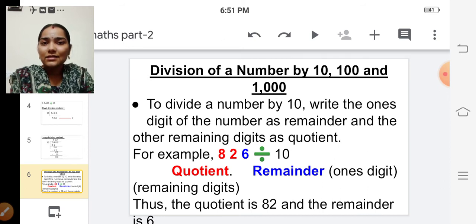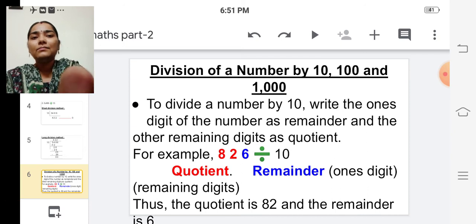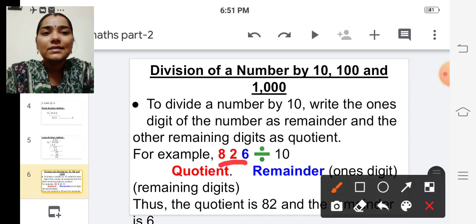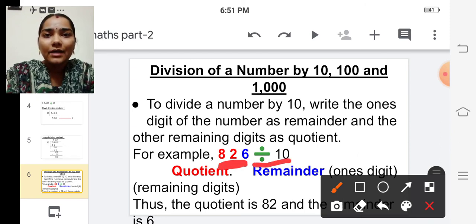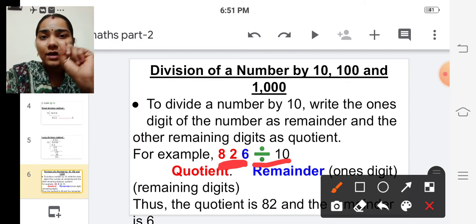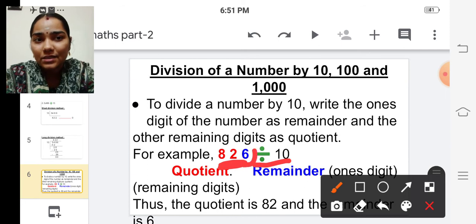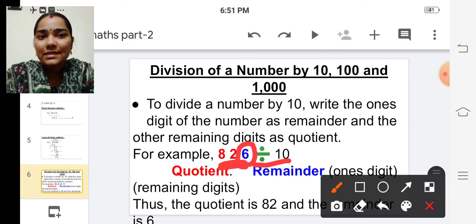Is it clear, children? Yes. See, for example, here 826. So this is the number 826 divided by 10. If any number is divided by 10, then the remainder will be the ones digit, isn't it? Here the ones digit is 6. So 6 is the remainder.